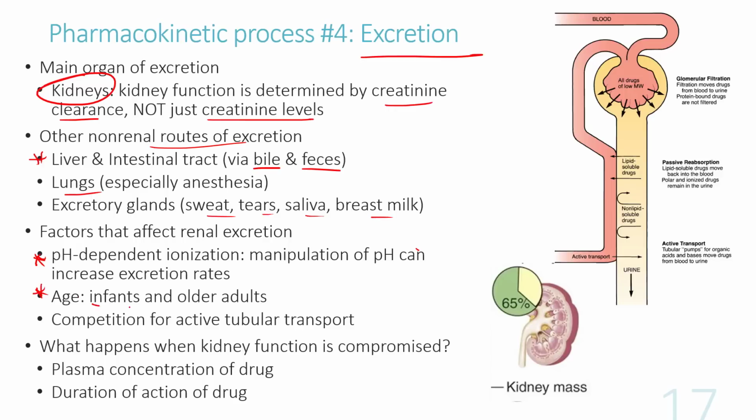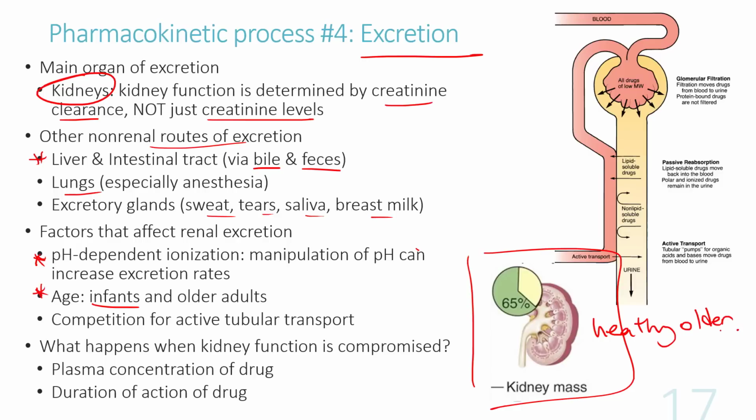Age is a factor. Infants younger than 12 months have an immature kidney function, so again, less drug is eliminated, so more drug accumulates, and it increases the risk of toxicity and adverse events. This picture shows you the kidney mass of a healthy older adult compared to a healthy younger adult, and you can see here kidney mass shrinks by 35% to about 65%. So again, less kidney, less ability to excrete.